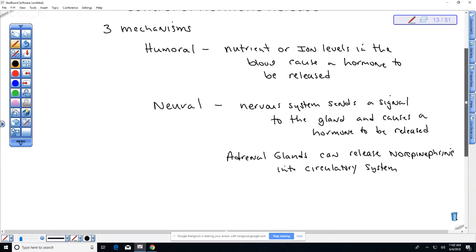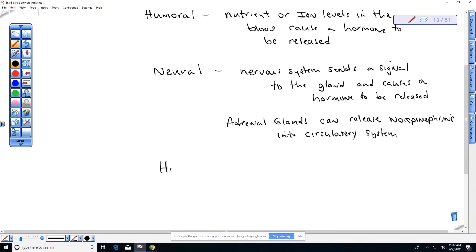Okay. The last one is hormonal. So we actually have hormones that cause hormones to be released. And so these hormones are called tropic hormones. So anytime you see the word tropic in the word, like adrenocorticotropic hormone, that means that it is not going to act directly on the tissues, but on another endocrine gland.